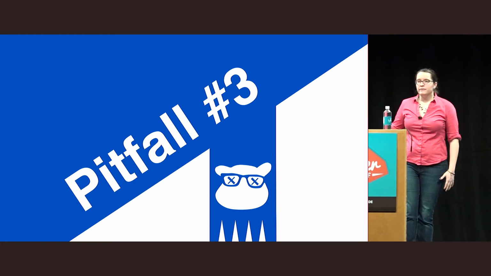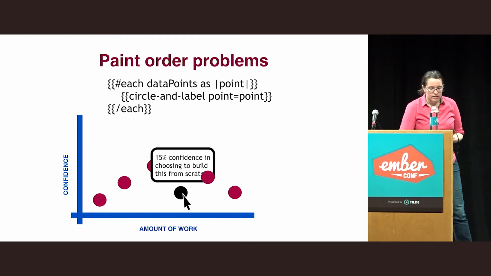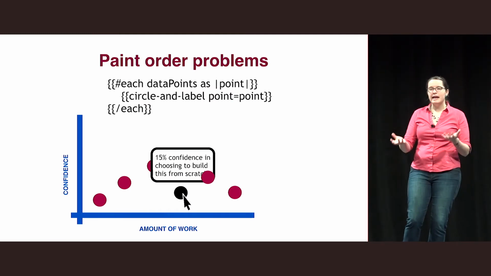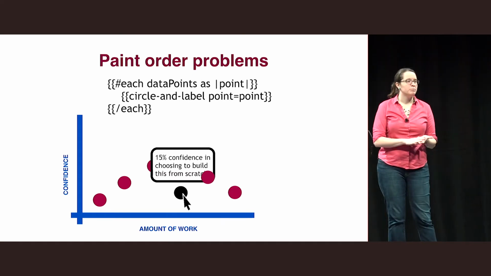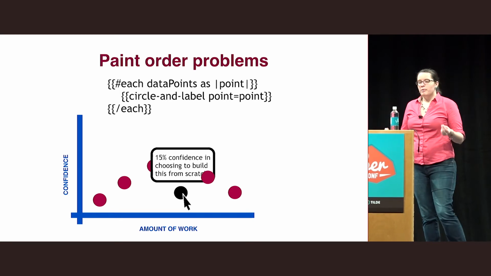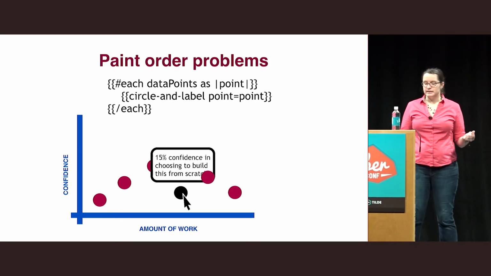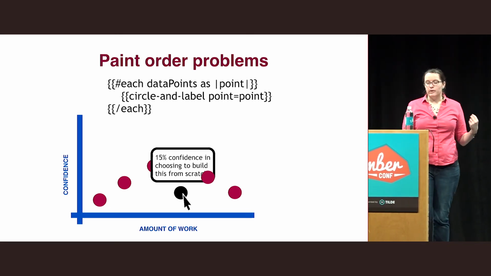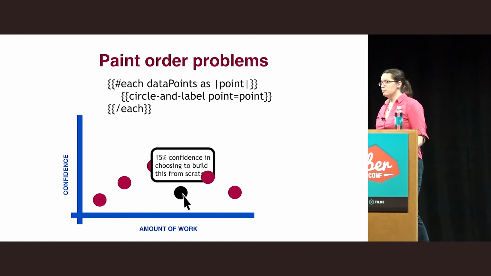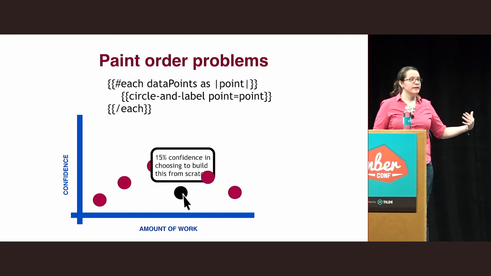That brings me to pitfall number 3. When I was building this application, I just sort of naturally grouped each of my data points with its label in the same component. But I found that my labels were obscured by other data points. In this example, the circle and its label are rendered together, so the next data point is lower in the DOM, and therefore, that's the top layer visible.